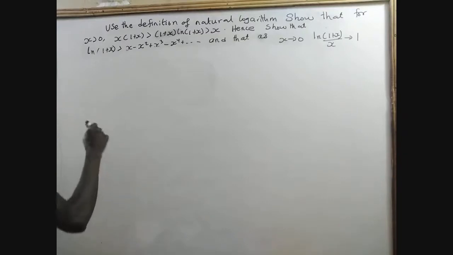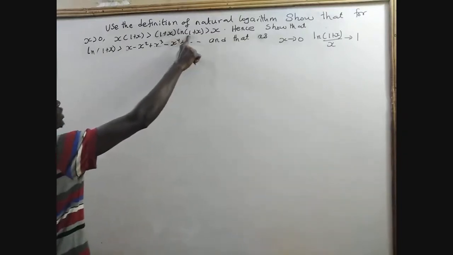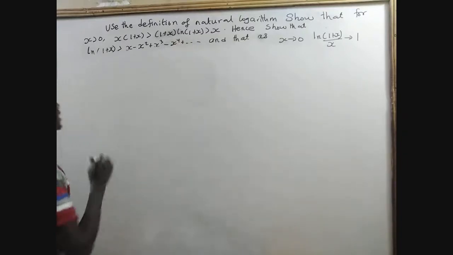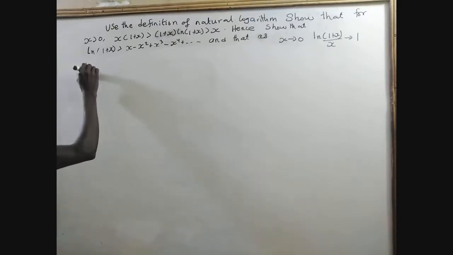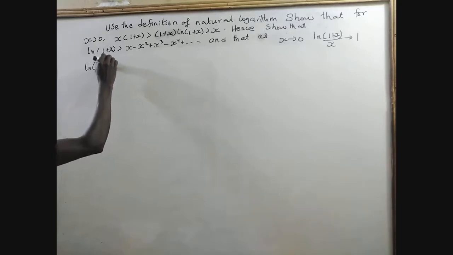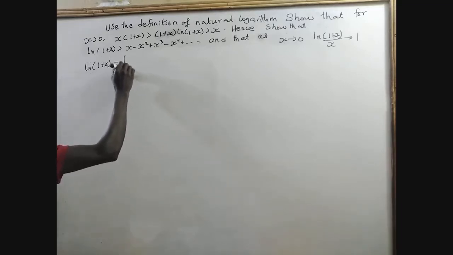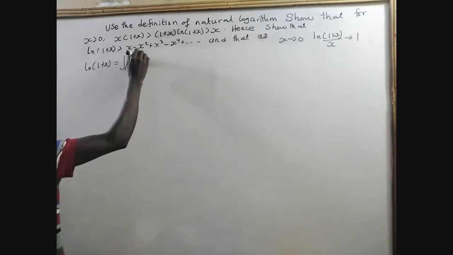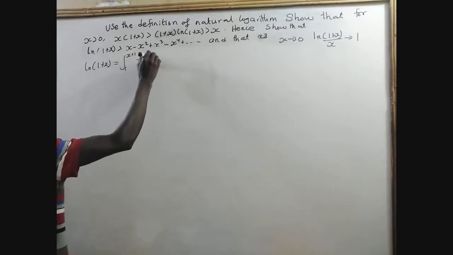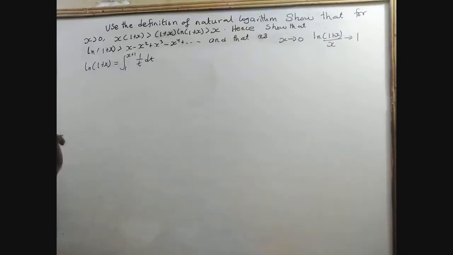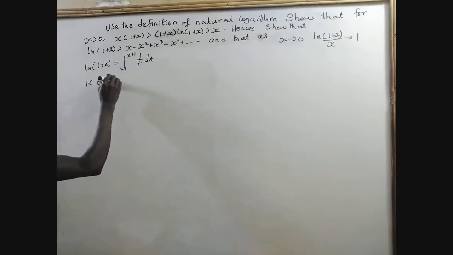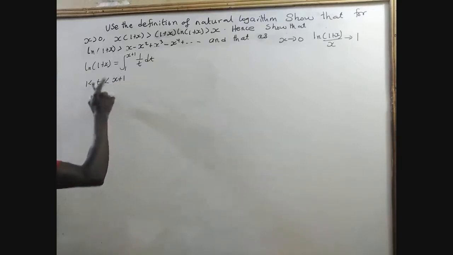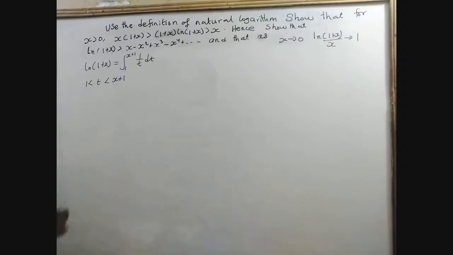Now, what do we do? We have natural log of 1 plus x, so let's define that. From the definition of natural logarithm, natural log of 1 plus x is equal to the integral from 1 up to x plus 1 of 1 divided by t dt. Now, this implies that t lies between 1 and x plus 1.